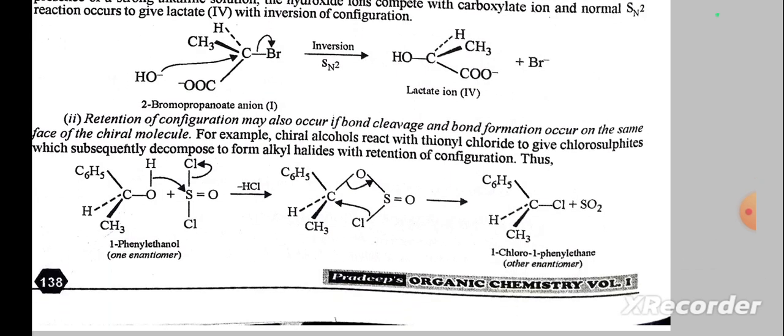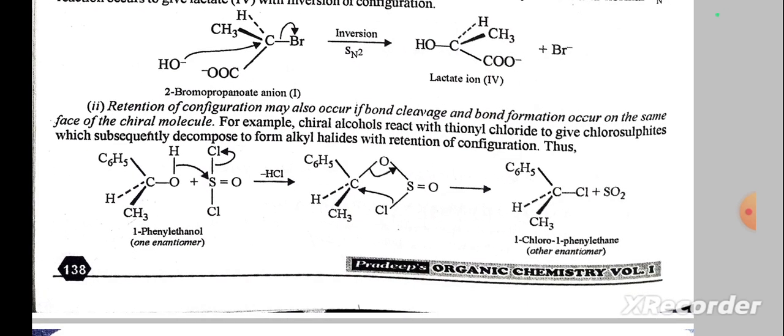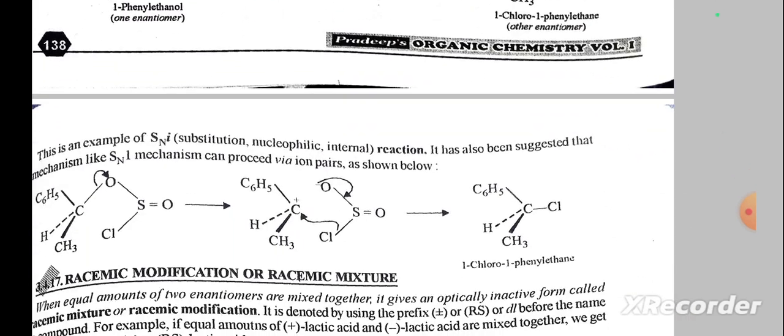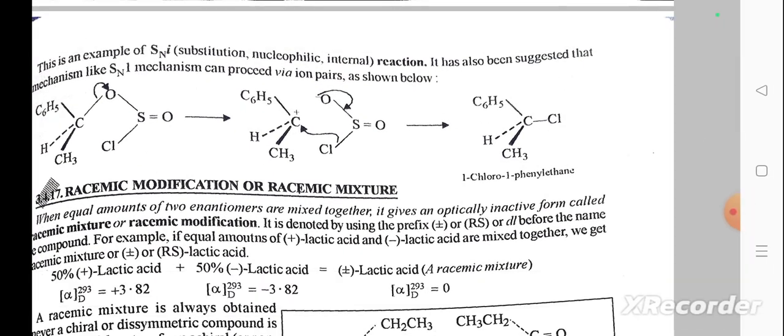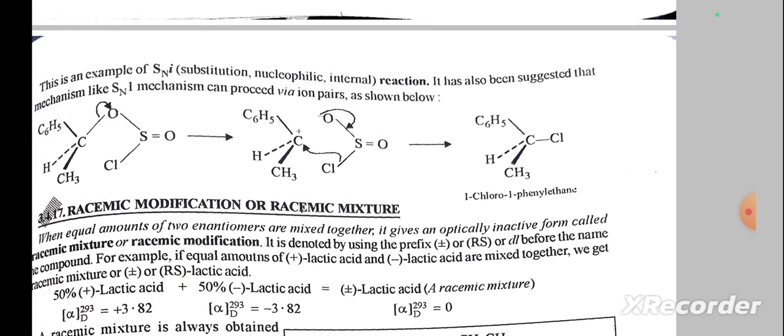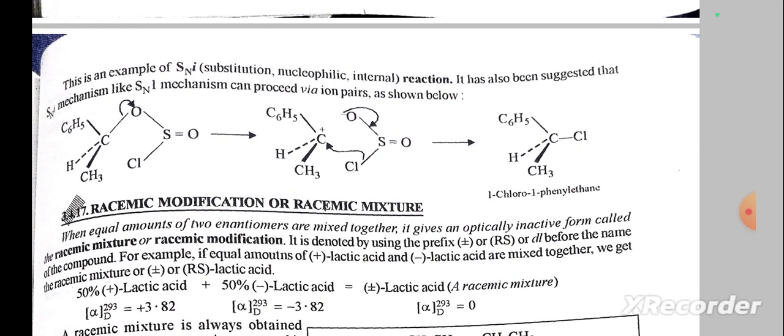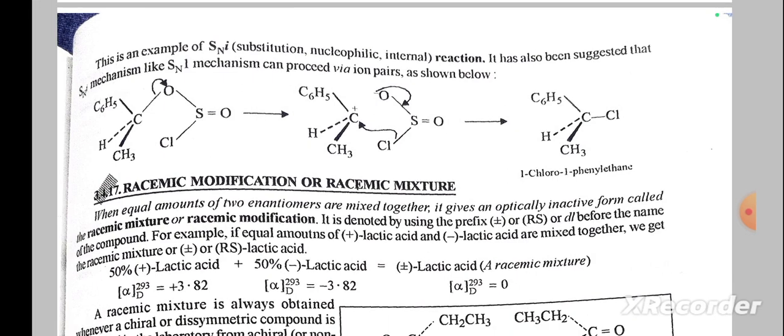Second, retention of configuration may also occur if bond cleavage and bond formation occur on the same face of the chiral molecule. This is an example of an SN1 reaction. It is also suggested that the SN1 mechanism can proceed via ion pairing, as below.